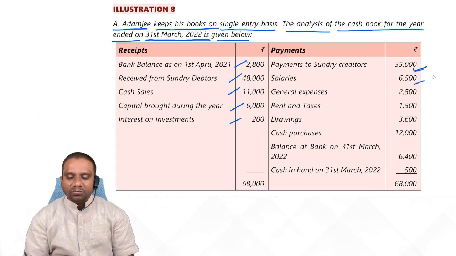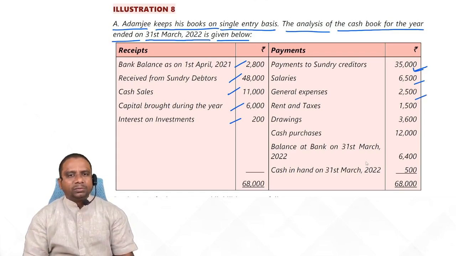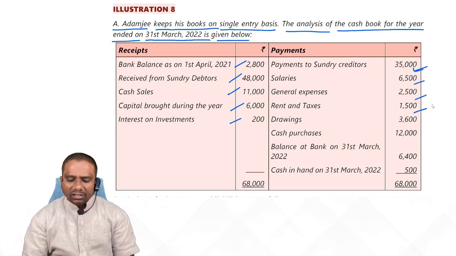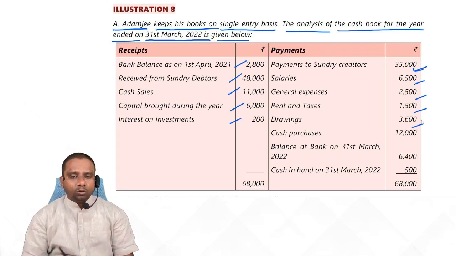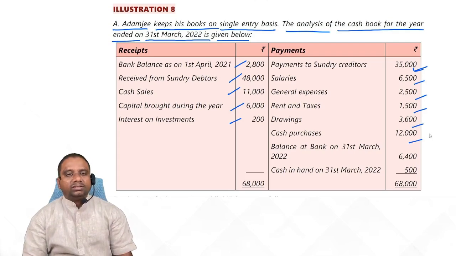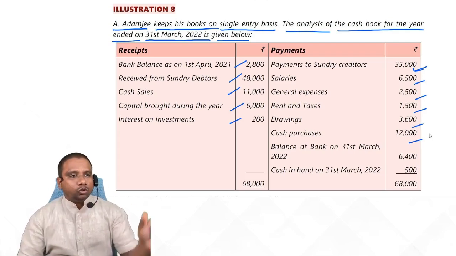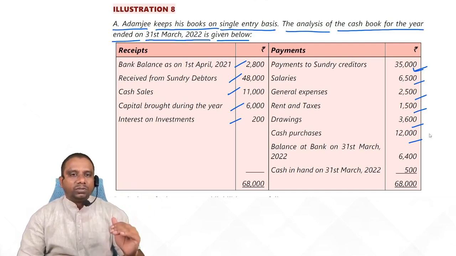Simple. Salaries. Salaries are expense, P&L account debit straight away. General expenses, expense, P&L account debit. Rent and taxes, P&L account debit. Drawings, deduct from capital in the closing balance sheet. Cash purchases, so in the trading account debit side, to purchase under that cash purchases.